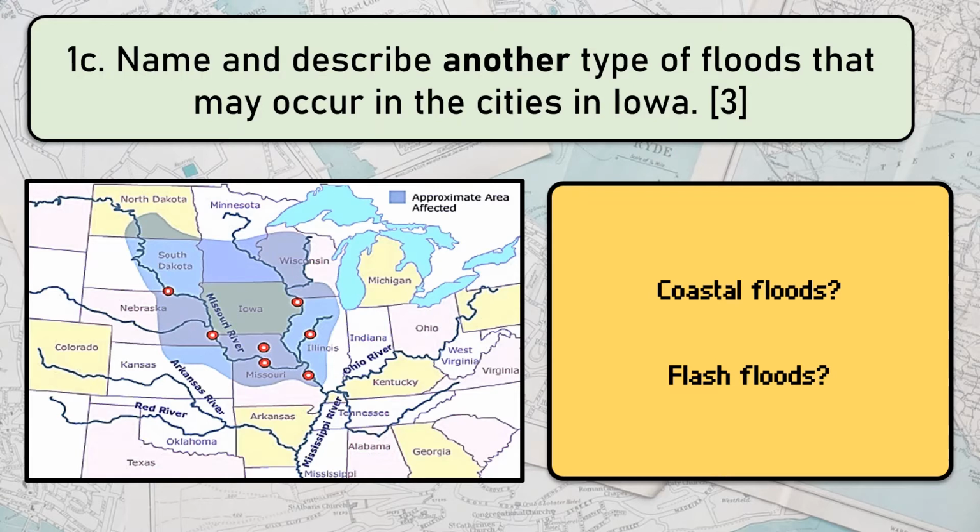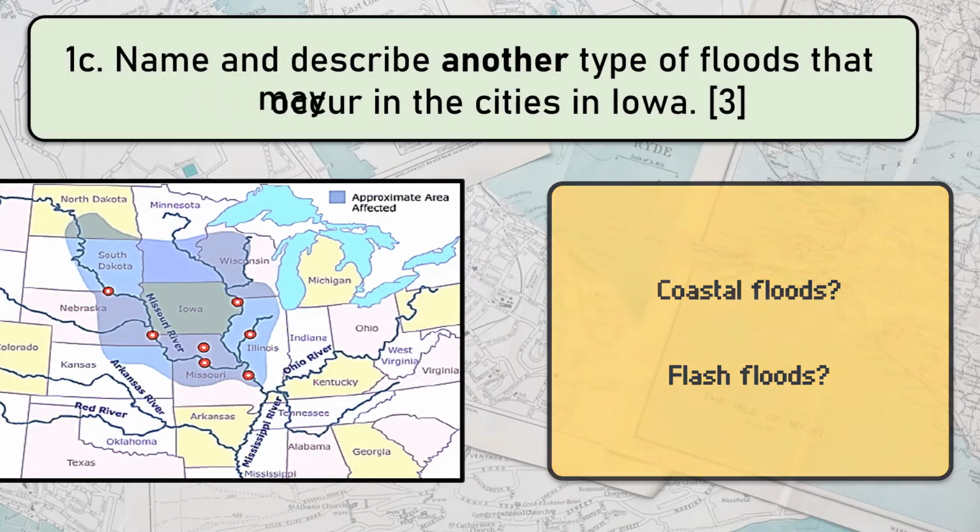Firstly, it's coastal floods. Secondly, it's flash floods. So ask yourself, are there any coastal areas near Iowa? So Iowa is here, right beside the Missouri River. You would see that there are no coastal areas. It's actually an inland area. Therefore, coastal floods are definitely out. So that leaves us with the final type of flood, which are flash floods.